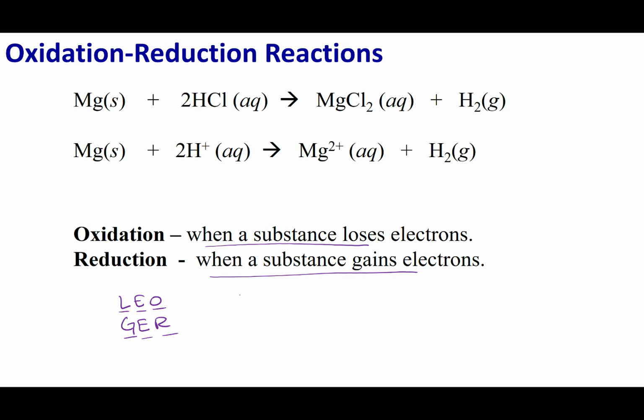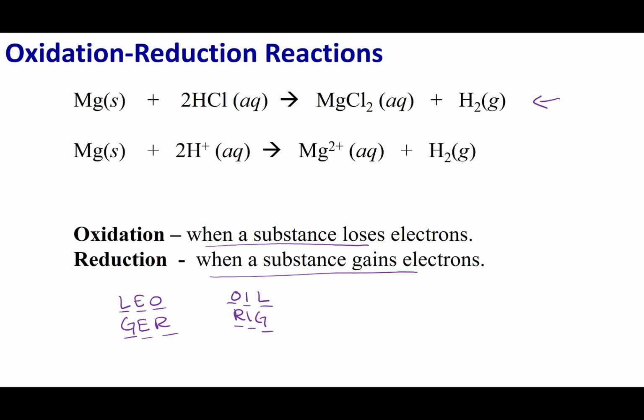There's another one that people like to use, and that's OIL RIG. Oxidation is loss, reduction is gain. So let's go ahead and take a look at an example of this. In this reaction right here, I have magnesium solid reacting with HCl, giving me magnesium chloride plus H2 gas.